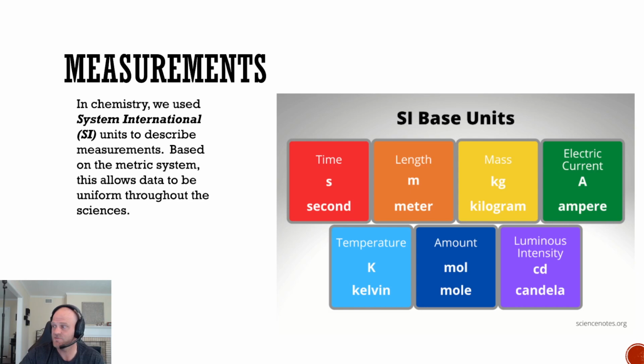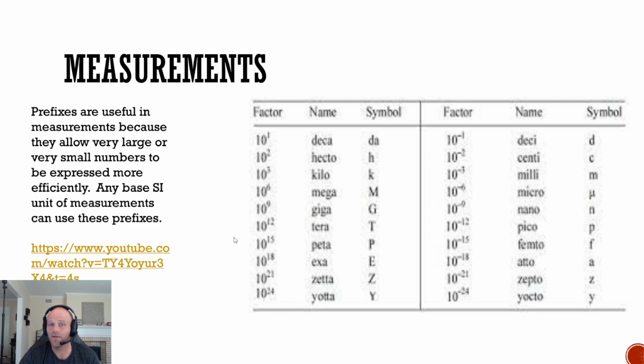If you'll notice, the English system can't use the things that we use in the metric system, such as prefixes. So these are the different SI units for time, length, mass, etc. But the great thing about the metric system is the ability to use the prefixes. Okay, so a prefix system allows you to write very large numbers or very small numbers in an efficient way.